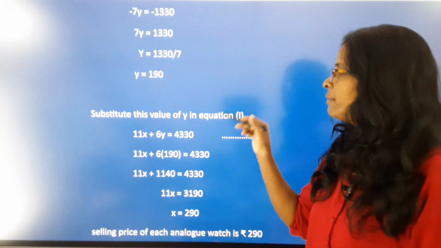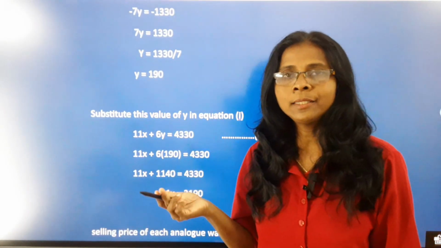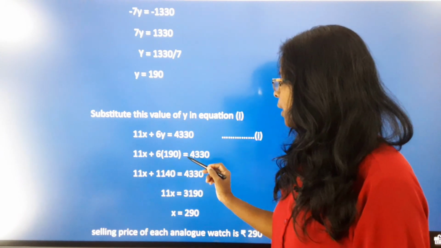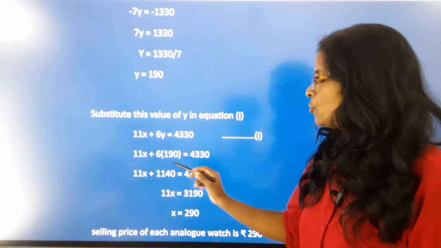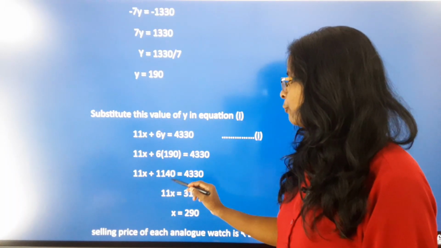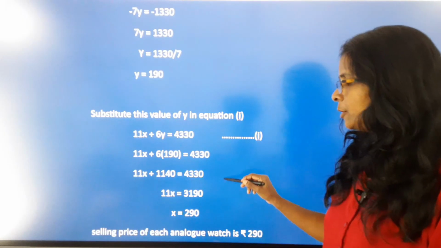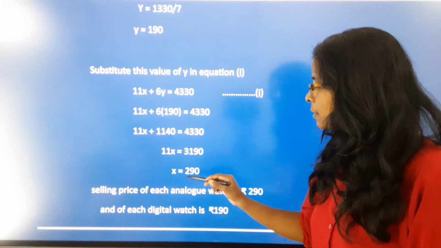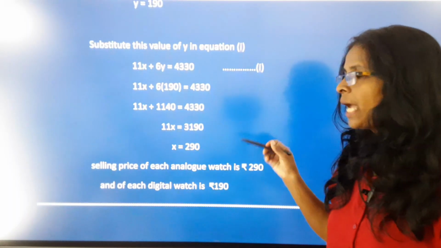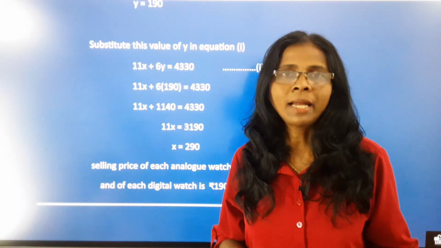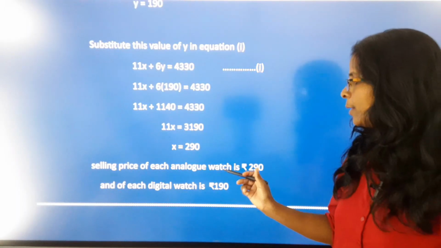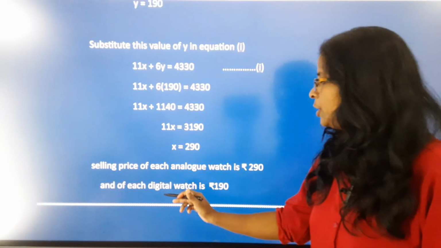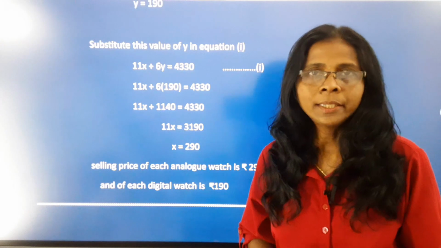So now substitute this value of y in equation 1, then we get the value of x. So here 11x plus 6 into 190 is equal to 4,330. So 11x plus 1,140 is equal to 4,330. So 11x is equal to 3,190. So x is equal to 290. So that's why we have the two values of x and y. So that means the selling price of the analog watch is rupees 290 and the selling price of the digital watch is rupees 190.